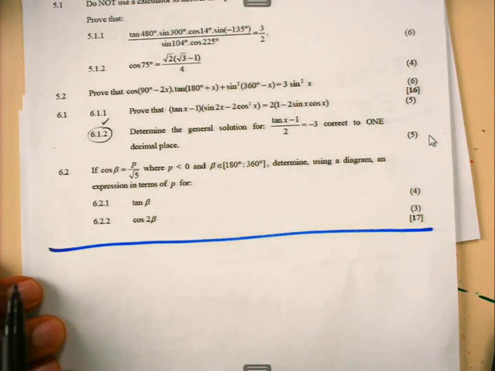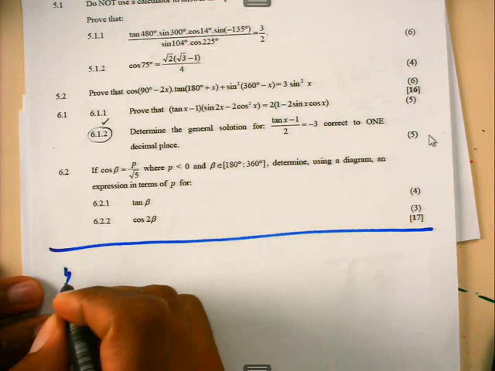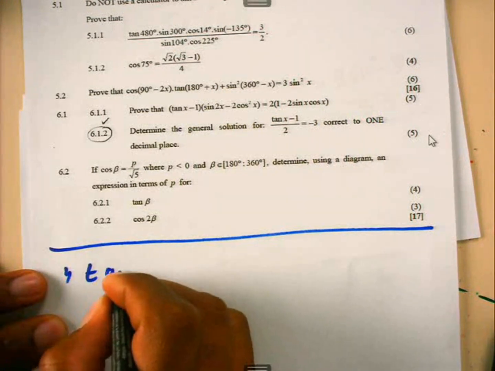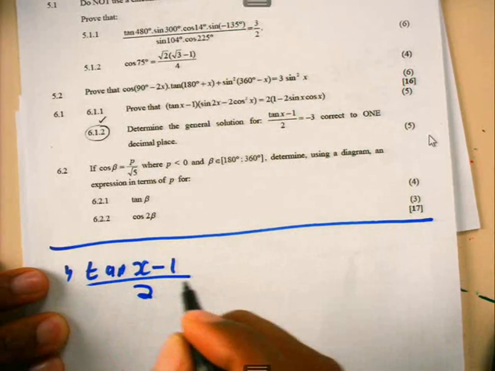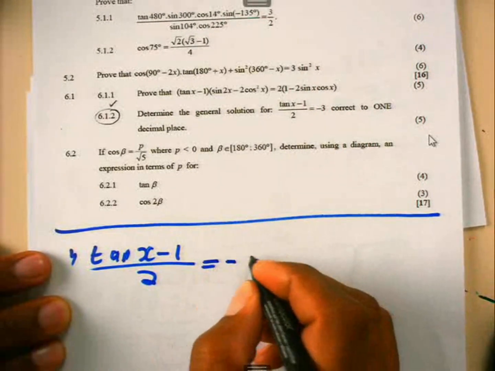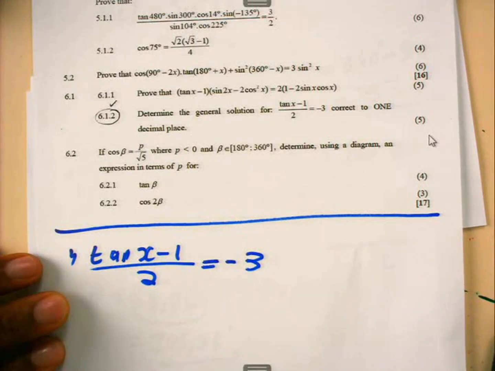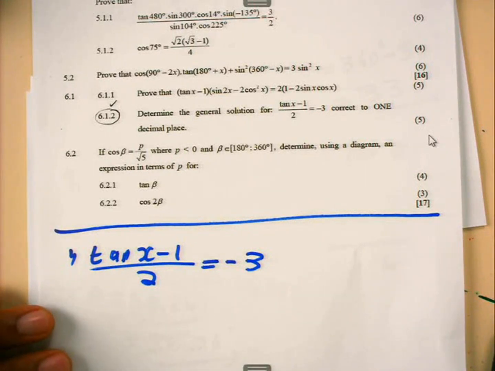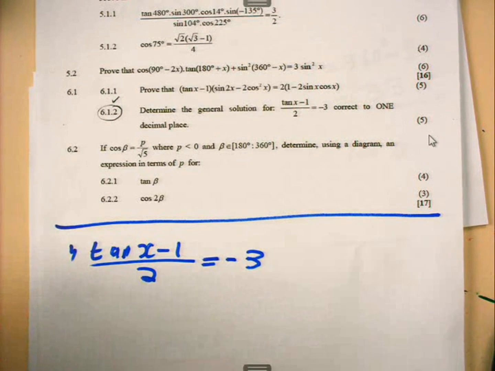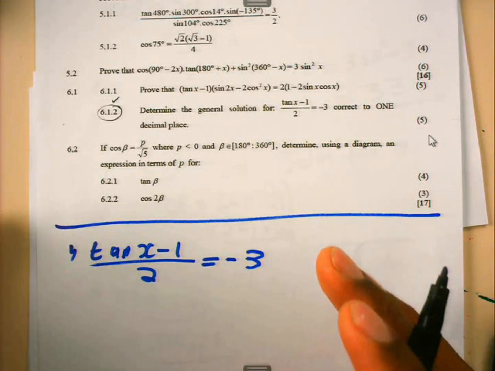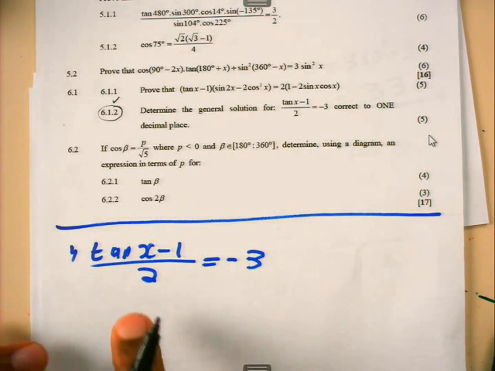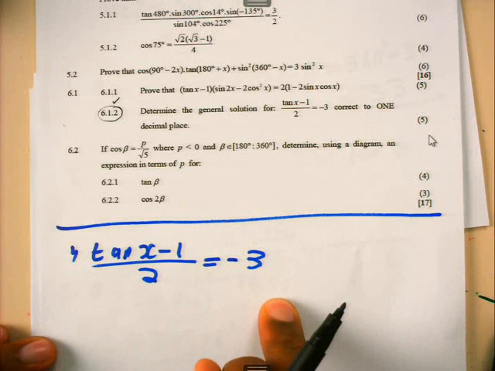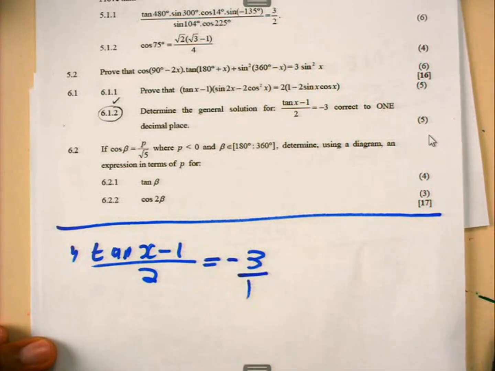Let us now solve the equation first. We are given that (tan x minus 1) divided by 2 is equal to negative 3. This is the equation that is given here. Let us try to solve it. What is it that you are going to do first? That is cross multiplication, because we have a term on this side and a term on the other side. This is the same as divided by 1.